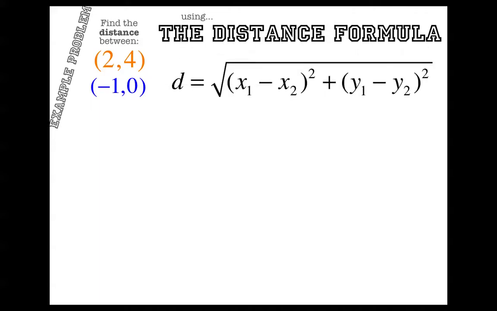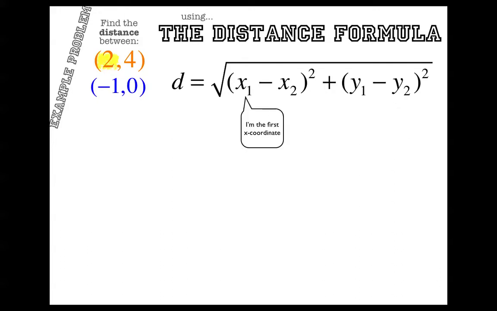Except, oh boy, look at that formula. It's kind of scary, huh? Well, I'm going to show you that this formula is not as scary as it looks. The x1, x2, y1, y2 are really just symbols to represent the 2, the 4, the -1, and the 0 that you see over on the upper left corner of the screen. So the distance formula isn't that bad.